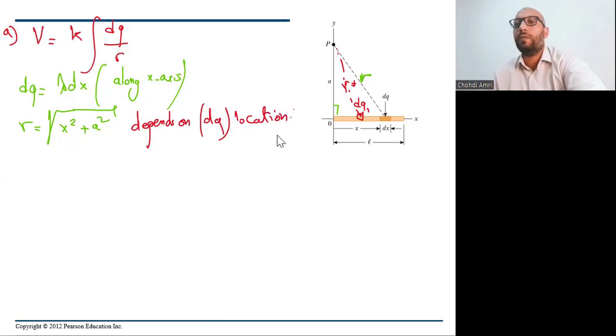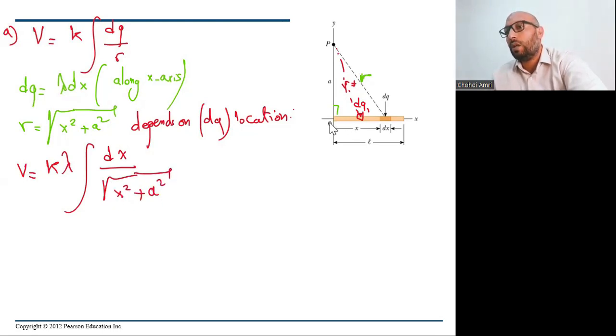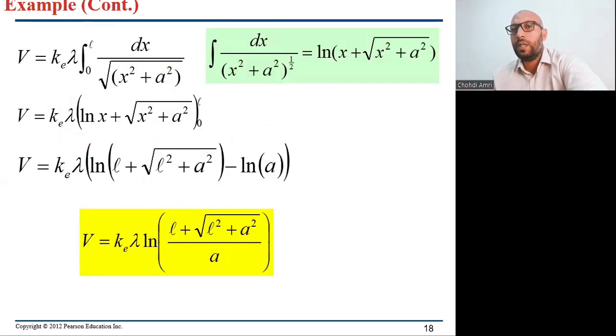Good. Very good. So then we can write V equal K lambda, it's constant, the integration of dx over square root of x squared plus a squared. Good. The limits of the integral are the following. dq is varying from 0 to the maximum, to the other edge of the rod. So it's varying from 0 to L. Very good. Now we are done. We have to calculate this integral.